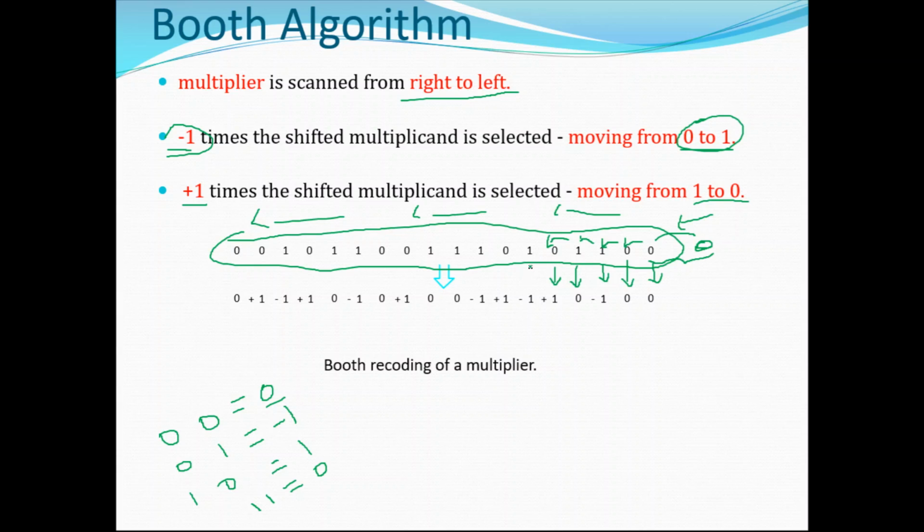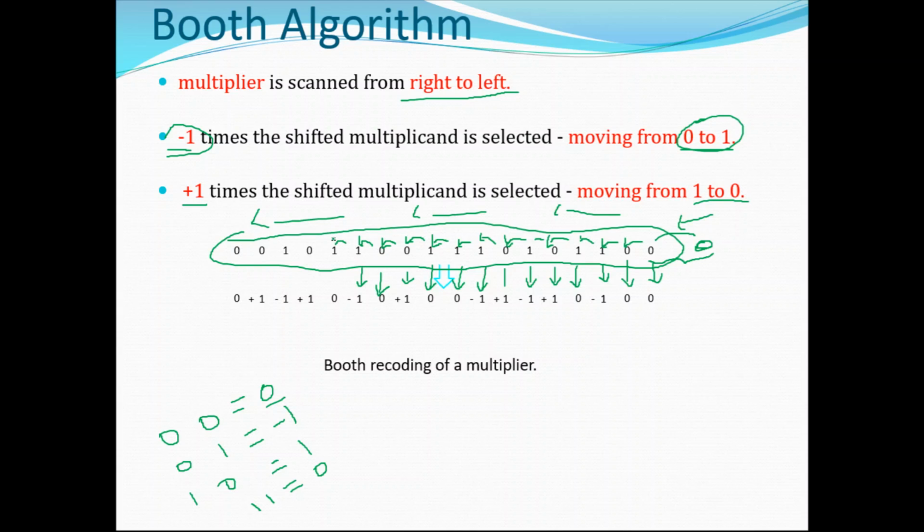This is 0 1, so this becomes minus 1. Again 1 0, so this becomes 1. Again 0 1, so this becomes minus 1. This is 1 1, so this becomes 0. Again 1 1, so this becomes 0. Again this is 1 0, so this becomes 1. Again 0 0, so this becomes 0.